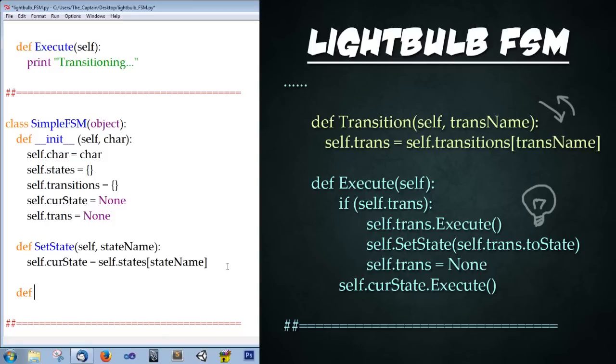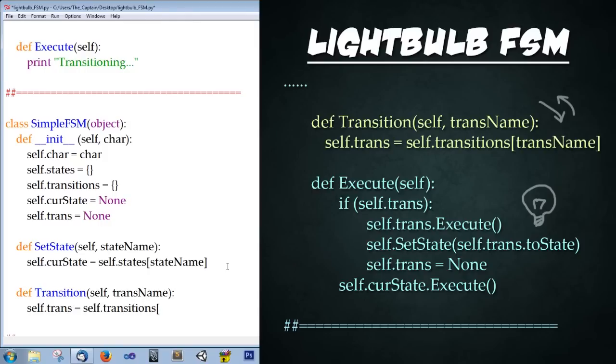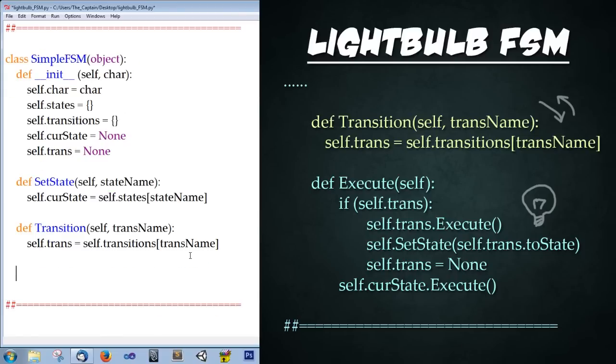Down below, we're going to create a function for a transition. So type def Transition, open parentheses, self, comma, transName in the arguments. Then below type self.trans is equal to self.transitions, open bracket, transName, close bracket. And all this function is doing is the exact same as up above, but this is actually going to be setting the transition state. Finally, we're going to create one last function.